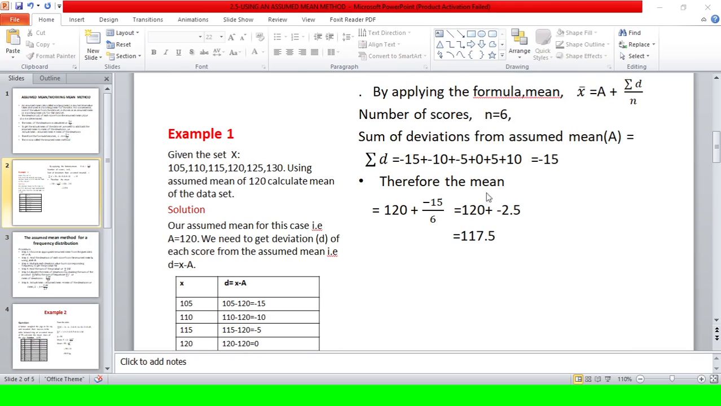So number of scores n is equal to 6. Sum of deviations from assumed mean equals the addition of these deviations, and you get negative 15. And therefore substituting, the assumed mean A will be 120 plus the sum of deviations, here negative 15, divided by n, which is 6. So it will be 120 plus negative 2.5. It gives us 117.5. So from the assumed mean, the mean of this data set x is 117.5.